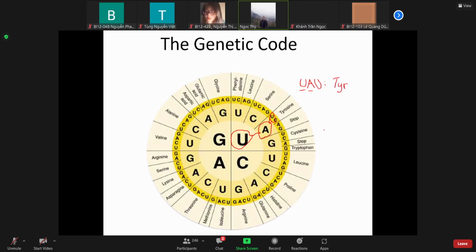And so, for example, GCA. In the same way, we come from the first letter here, G, and the next one is C, so we go to C, and the last one is A, so it's encoding for alanine. So GCA is coding for alanine. Okay.